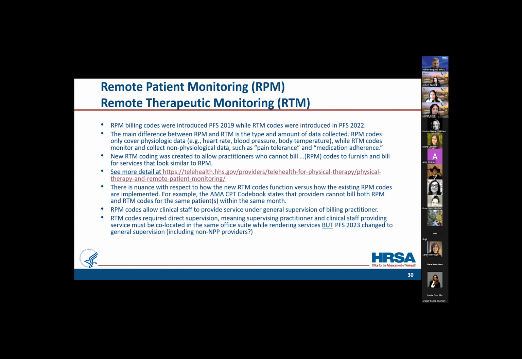RPM is monitoring physiological data. RTM is monitoring non-physiological therapy data, and it does not involve electrodes on the skin, for example. So those are billed differently. They're very similar, but they're different sorts of things.